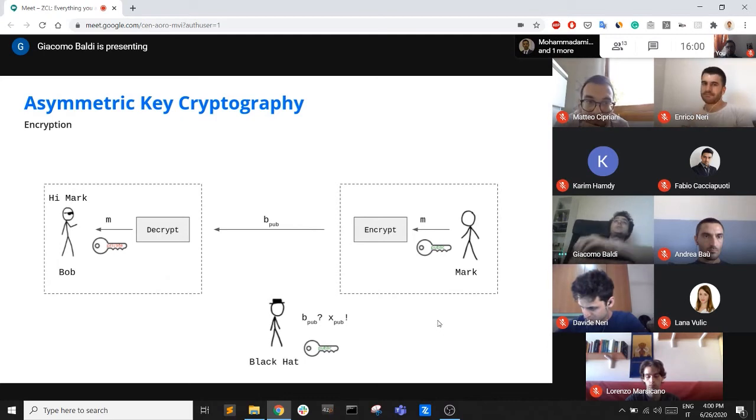What can you do with asymmetric keys? You can do two things. First, you can do encryption, and it works like this. Mark wants to send a message to Bob, and to do so, he will take the message and encrypt it with the public key of Bob. He sends the ciphertext to Bob, and since Bob has the corresponding private key, he will be able to decrypt the message. Only Bob will be able to decrypt the message, because only Bob has the private key. The poor Black Hat that stands there listening to all the communication can only get the ciphertext encrypted with the public key, but cannot open it.